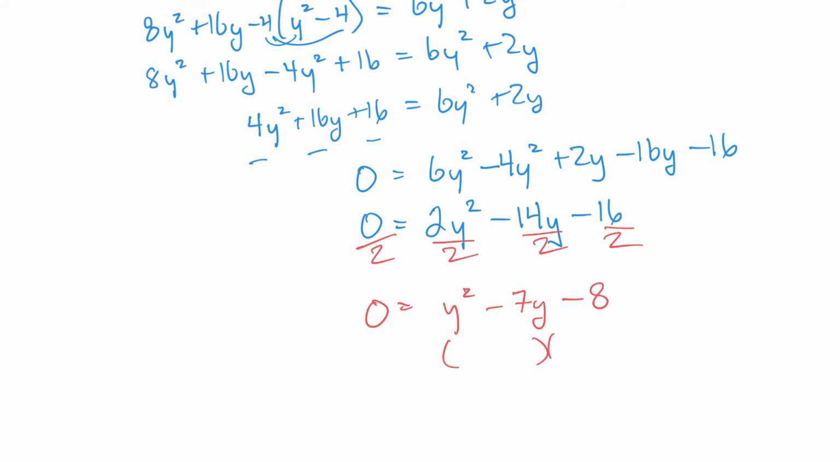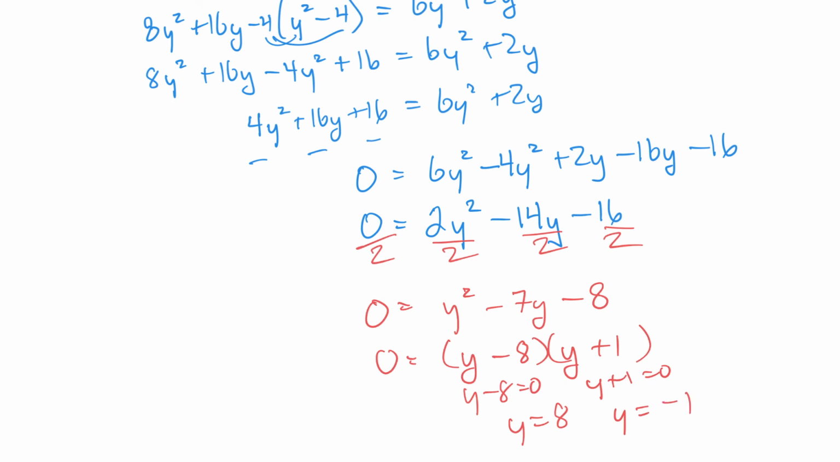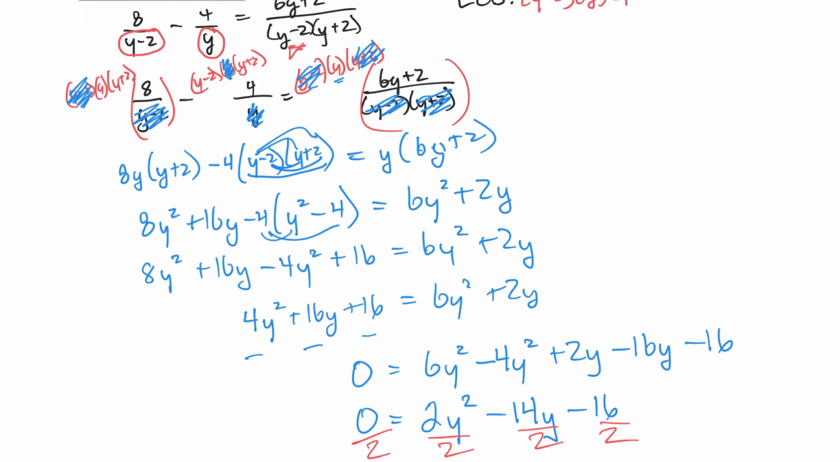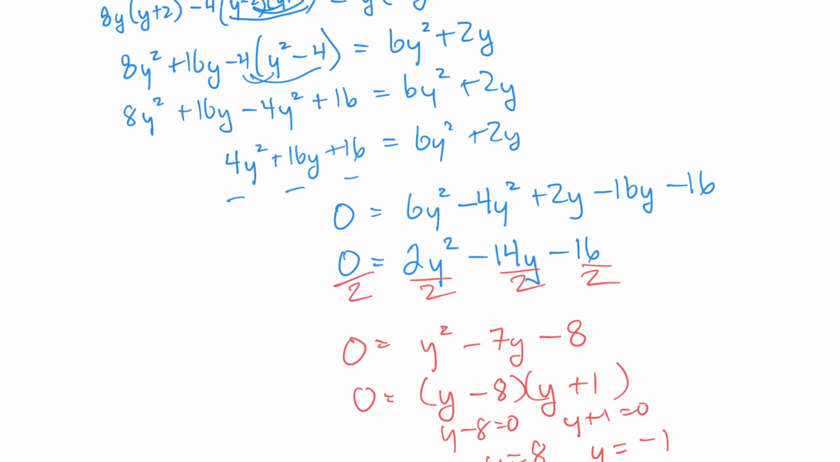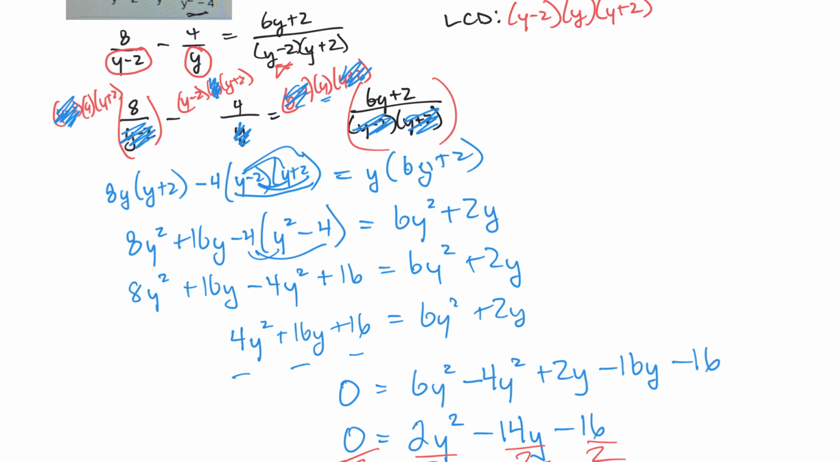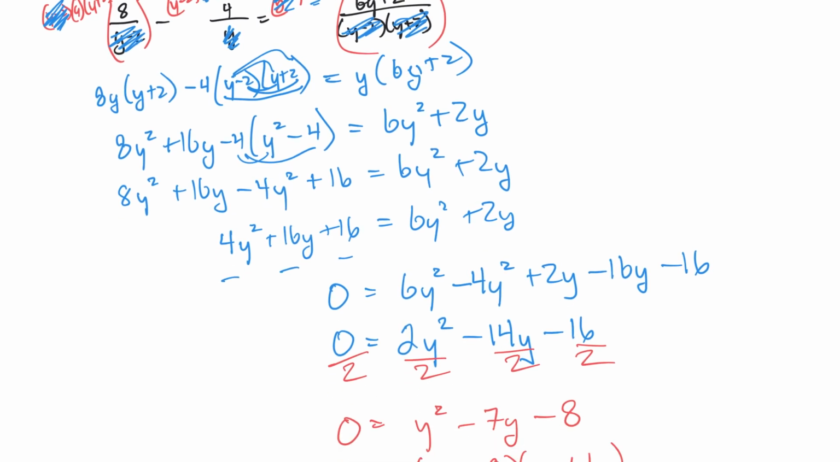Now I can factor this. So y and a y. I think it'll be a minus 8 and a plus 1. So when you use the zero property, you'll get y minus 8 is 0, y plus 1 is 0. So y is 8 or y is minus 1. And then I would check to see if those are legit in the original question. So 8 and minus 1, I think are okay everywhere there.